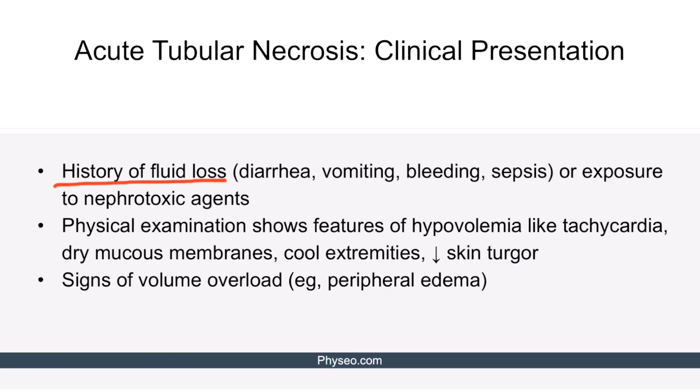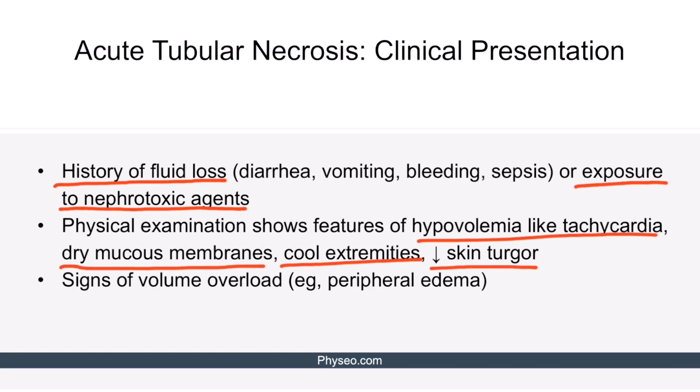Patients may present with a history of fluid loss such as diarrhea, vomiting, bleeding, or sepsis, or history of exposure to nephrotoxic agents. On physical exam, features of hypovolemia like tachycardia, dry mucous membranes, cool peripheral extremities, and decreased skin turgor can be appreciated. These findings aren't due to the tubular damage itself, but rather are associated with low flow states, which predispose patients to acute tubular necrosis. Over time, decreased GFR and tubular obstruction can result in the inability to excrete fluids and can present with signs of volume overload, such as peripheral edema.